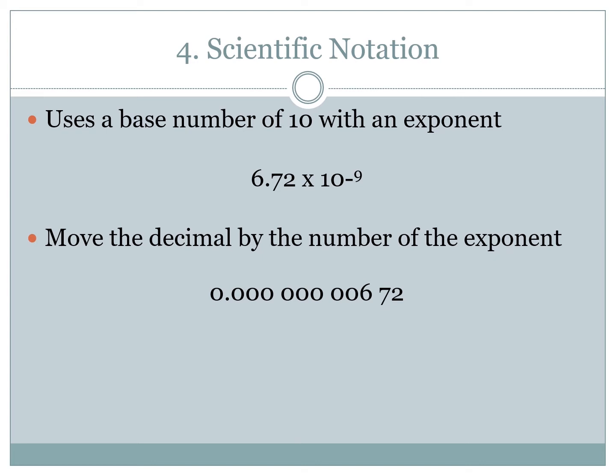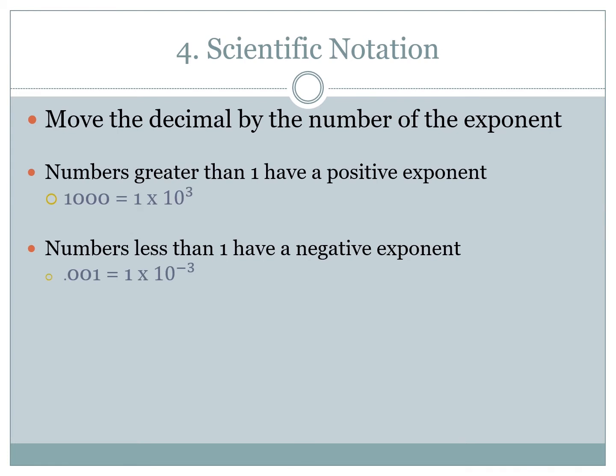The most important thing to remember is to think about what that number should be looking like. If it is 10 to the negative 9, we know that number is going to be less than 1, and that should give us a good hint about which way to move that decimal point. With scientific notation, we move the decimal by the number of the exponent. Numbers greater than 1 have a positive exponent. Numbers less than 1 have a negative exponent. So these are your clues. How many do I move? Which way do I move it?